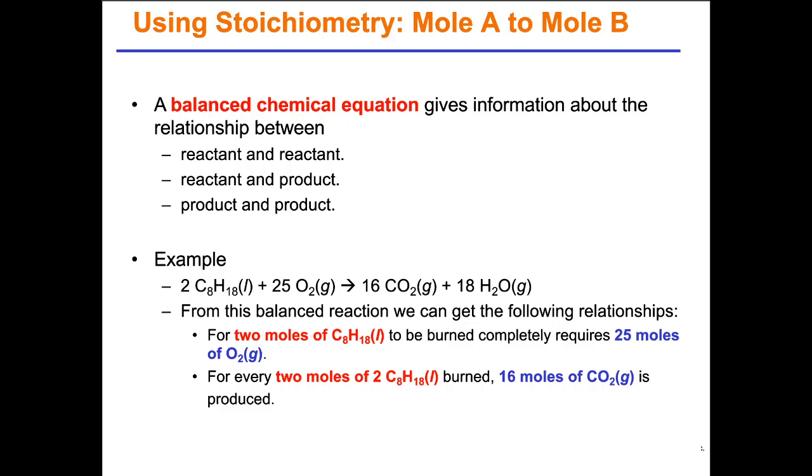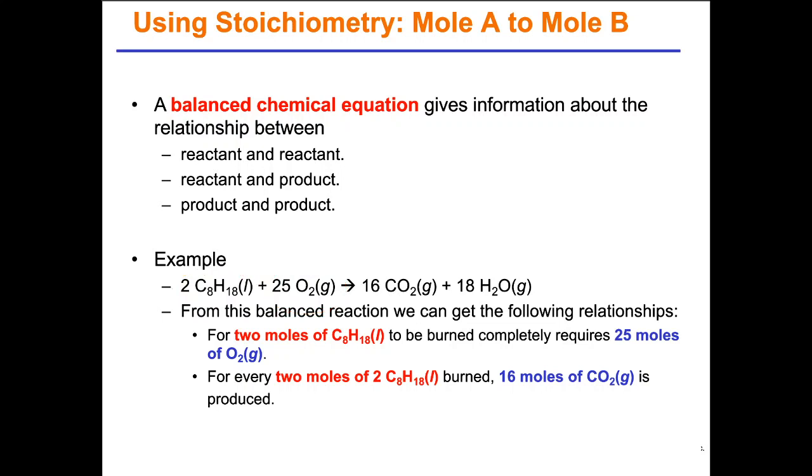Okay, so here we have our octane combustion again. From this balanced reaction, we can gather the following information: 2 moles of octane are burned completely with 25 moles of oxygen. In other words, if I want to burn 2 moles of octane, I have to have 25 moles of oxygen.